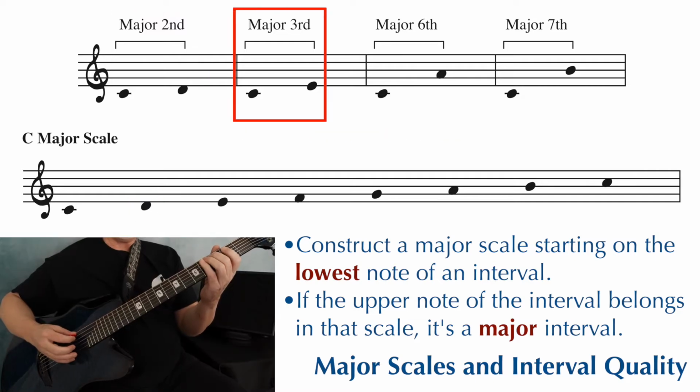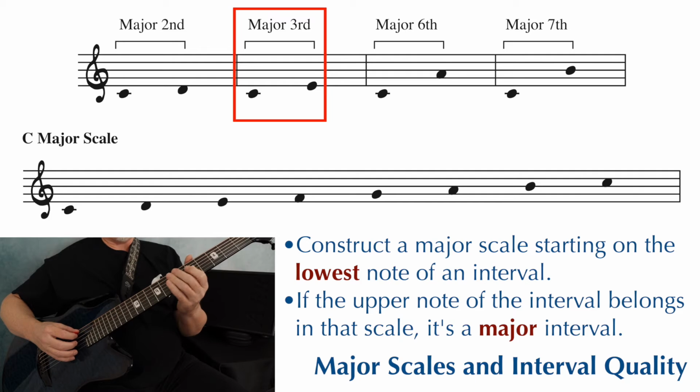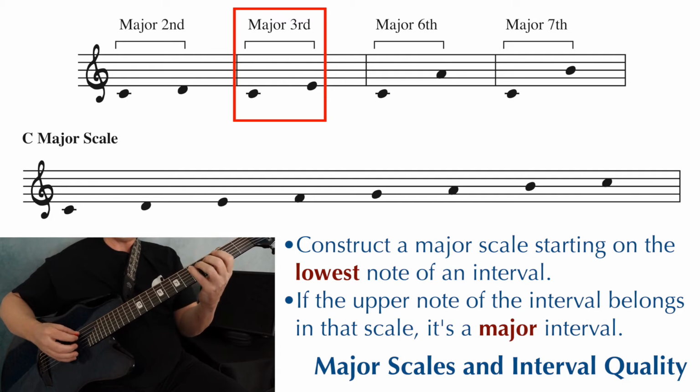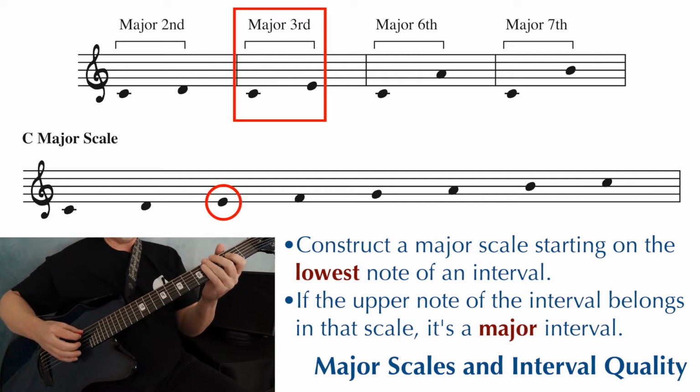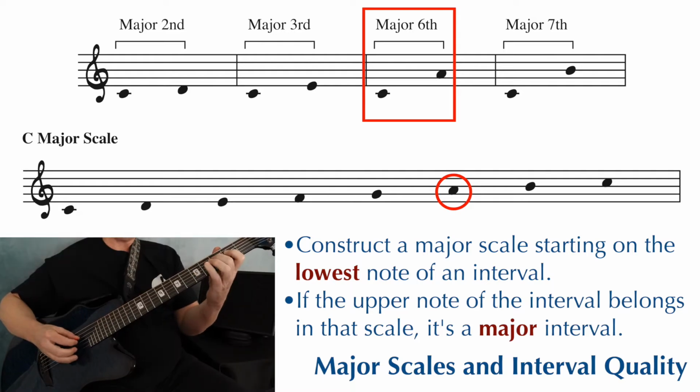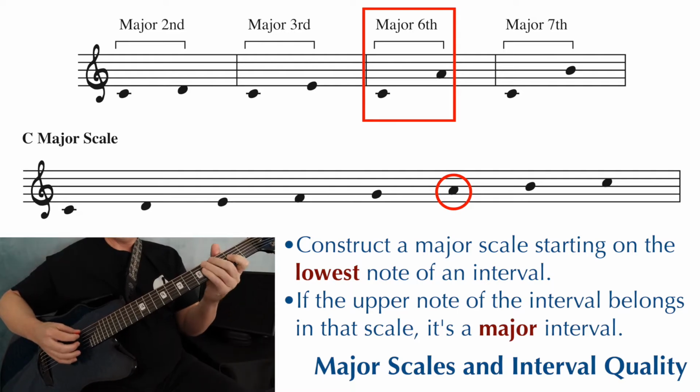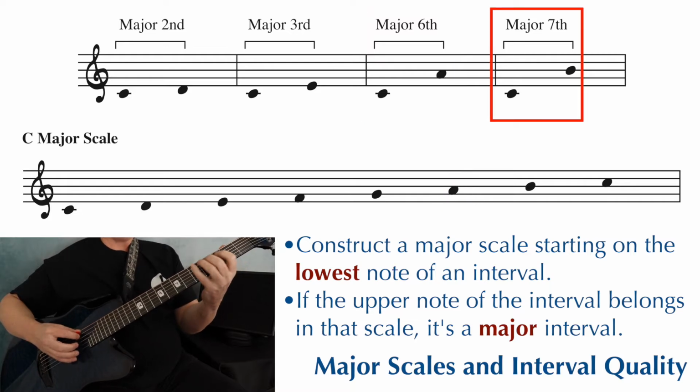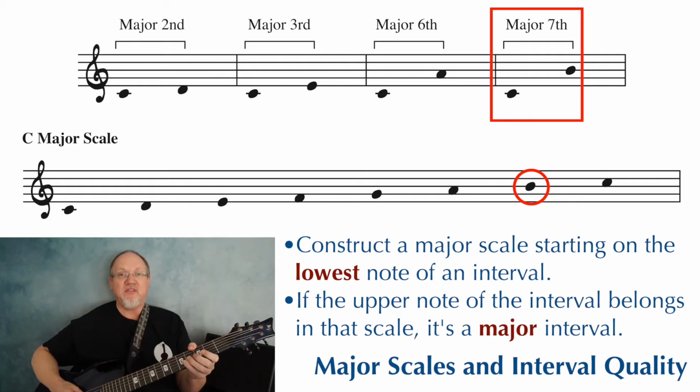C to E is going to be a major third because C, D, E, E is part of the C major scale. C going up to A, that's a sixth, and A does belong in the C major scale. C, D, E, F, G, A. So C to A is a major sixth. And then C to B, 1, 2, 3, 4, 5, 6, 7. That's going to be a major seventh.